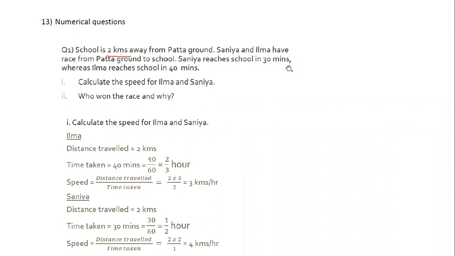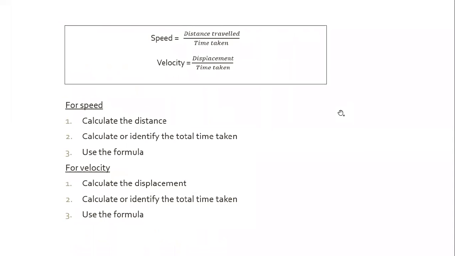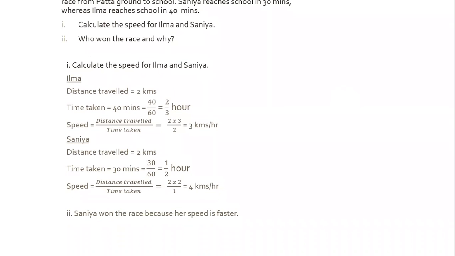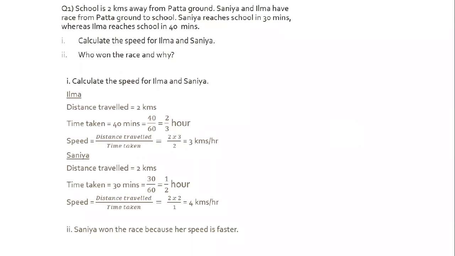Let's first calculate the speed for Ilma. Let's say the distance traveled by Ilma is 2 kilometers, because Ilma is coming to school from Patta ground, and the distance between school and Patta ground is 2 kilometers. So the distance traveled by Ilma is 2 kilometers.